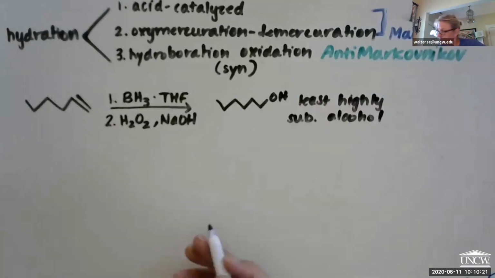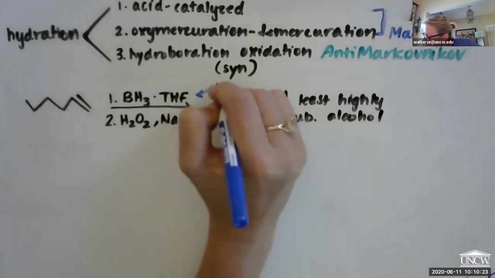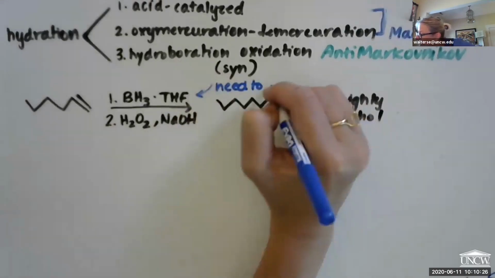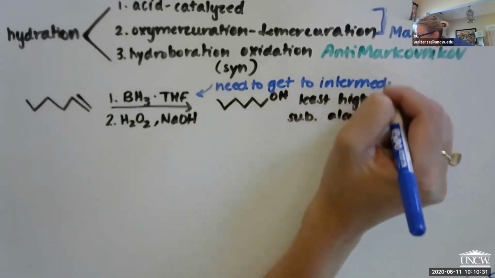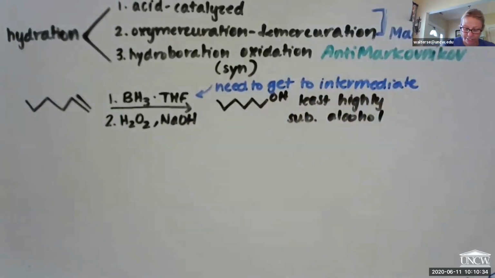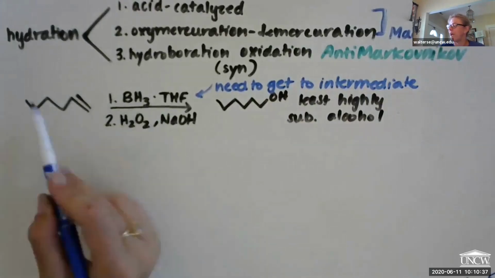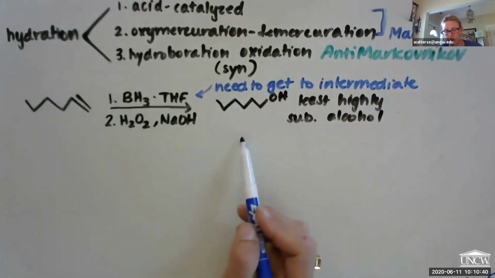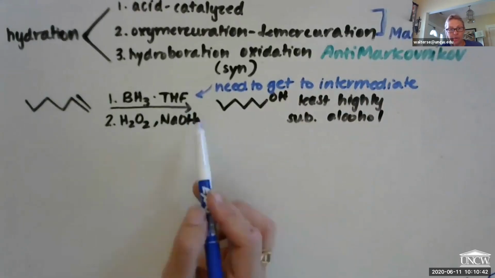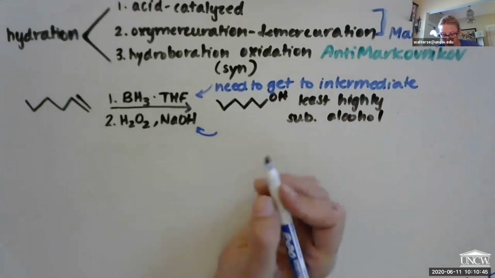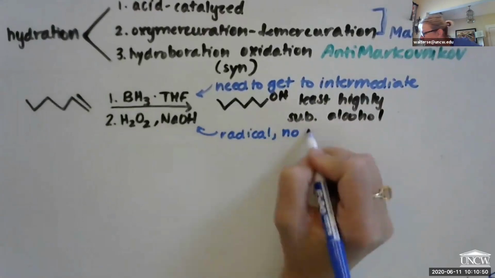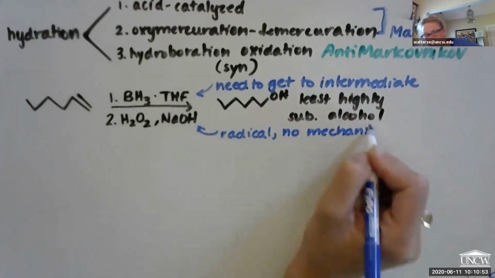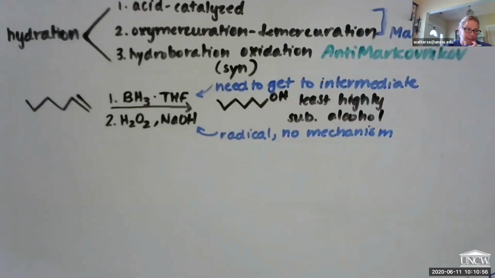Now, step one, you need to be able to get to the intermediate, but there's no reaction. There's no arrows involved. It's just you have these two compounds, you have to be able to draw the intermediate structure, and then you would have no details, no mechanism. This is a radical reaction. So you'll have no mechanism here. Okay. All right.